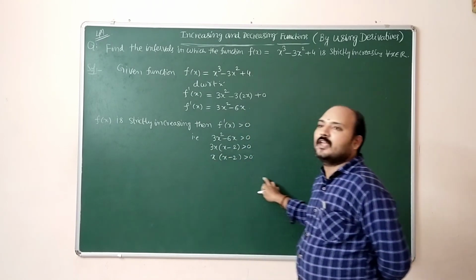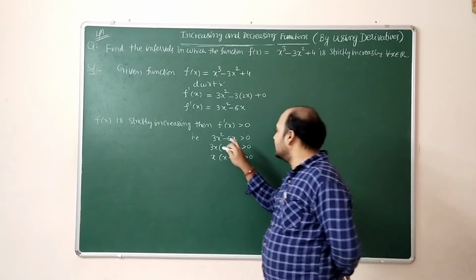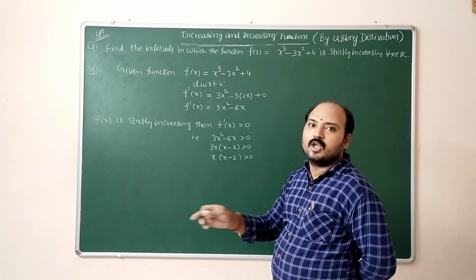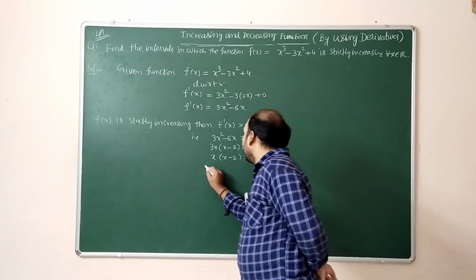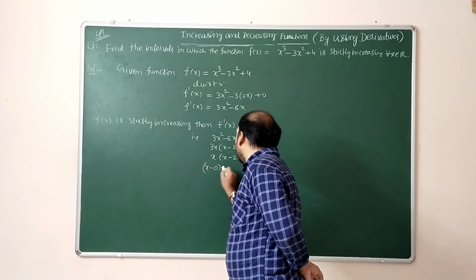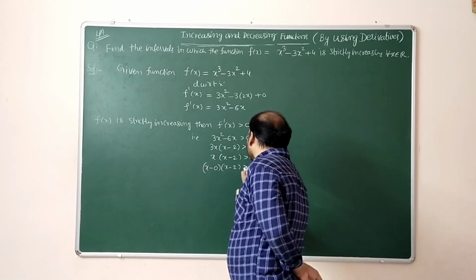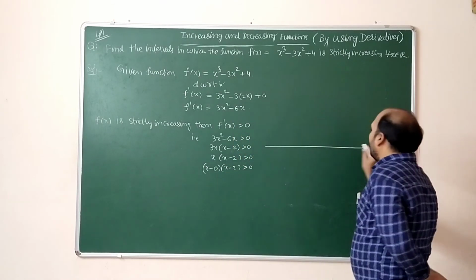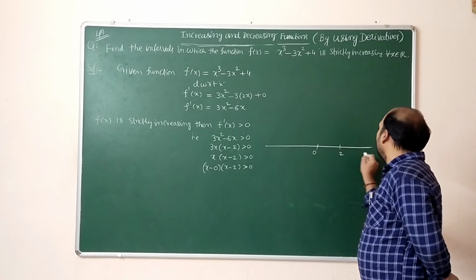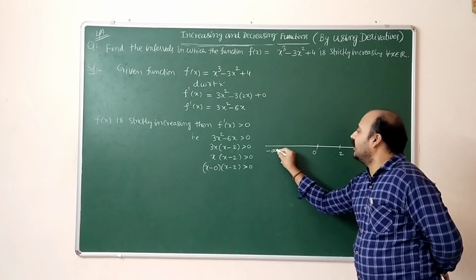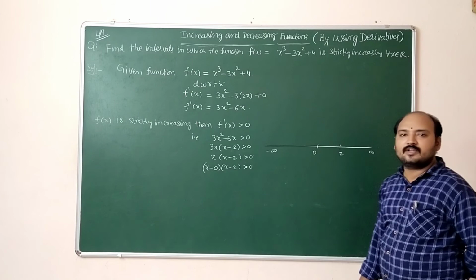Sir, why are you not taking x? The doubt will arise. See here, it is a quadratic expression. We have two values, so x can be written as x minus 0 into x minus 2 is greater than 0. So on the real number line, 0 to infinity and minus infinity. Here 0 and 2 are the values.